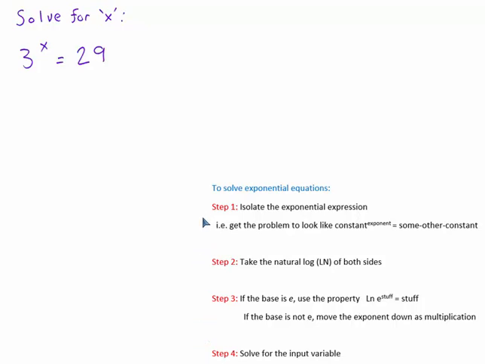Step 1 is actually already done for us. Notice it says we need to isolate the exponential expression. The part of the equation that has the variable is called the exponential expression.